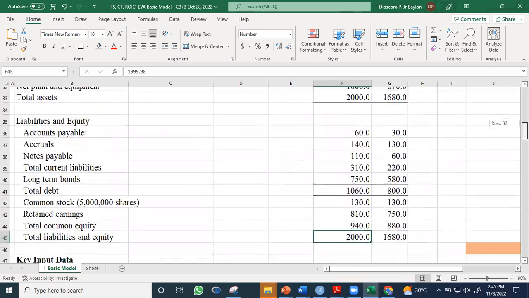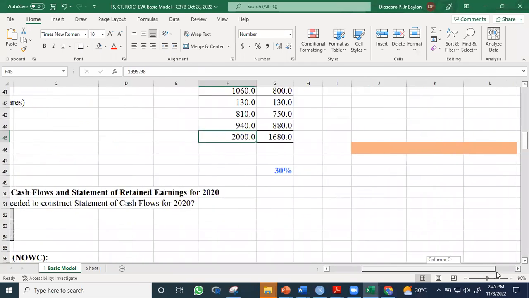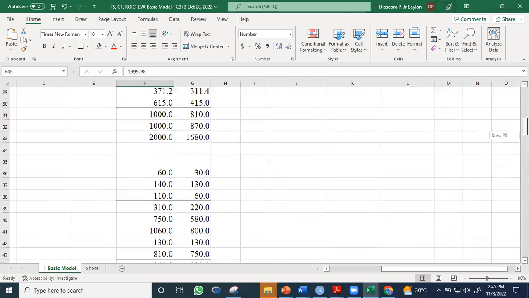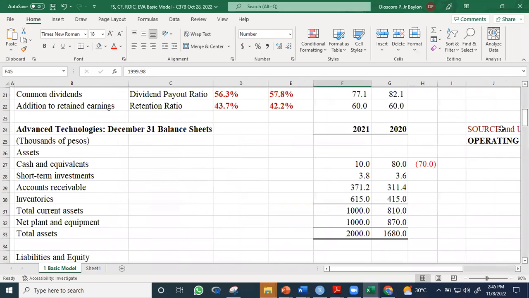All right. So let's proceed. And then we need to construct the statement of cash flows. So I think this is where we stopped last time.